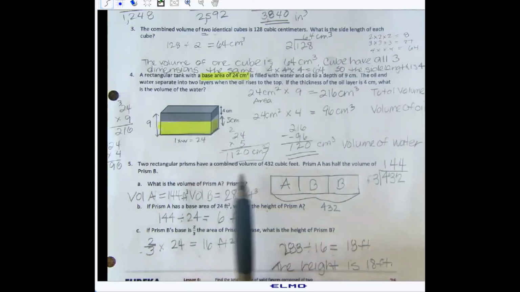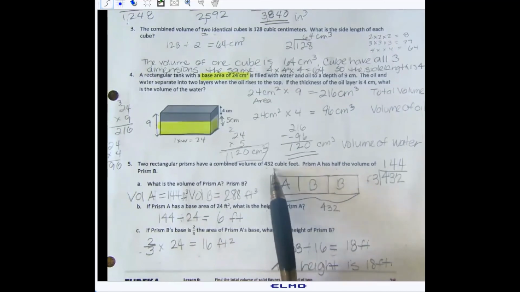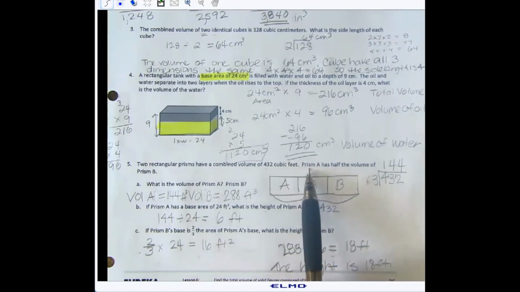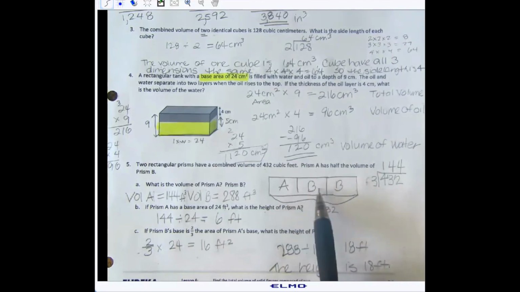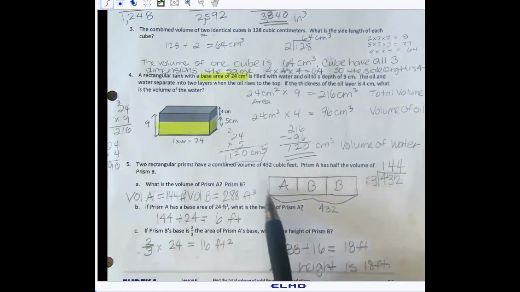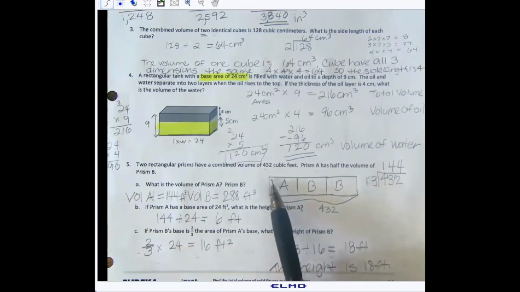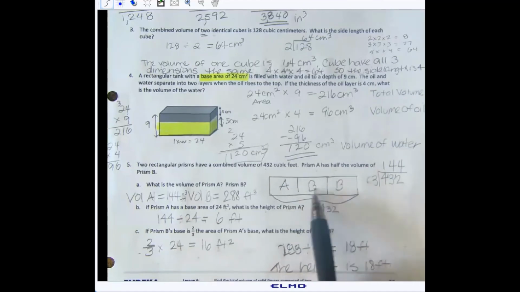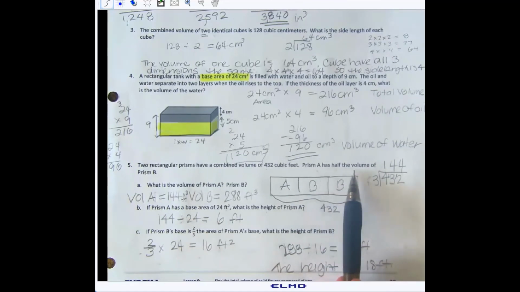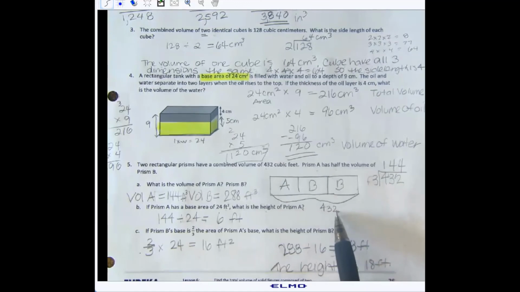2 rectangular prisms have a combined volume of 432 cubic feet. So 2 prisms, combined total of this amount. Now, here's where it gets tricky. Prism A has half the volume of prism B. So whatever A is, B is double that, okay? Can you see how I drew this tape diagram? I made it into 3 boxes because I needed 3 boxes that represent the volume of A, because I have to double A for B because it says prism A has half the volume of prism B. So it's all these 3 boxes together that make 432.